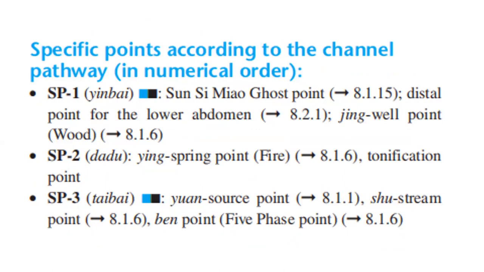Spleen 1, Sun Si Miao ghost point. Distal point for the lower abdomen, Jing well point, wood. Spleen 2, Ying spring point, fire, tonification point. Spleen 3, Yuan source point, shu stream point, earth point, five phase point.